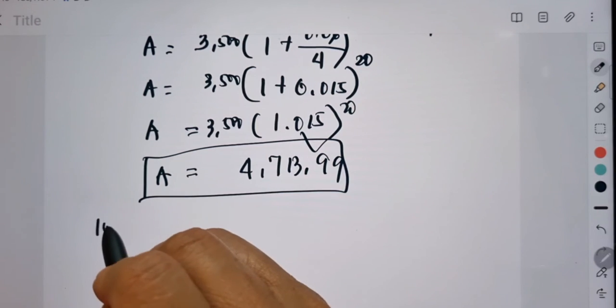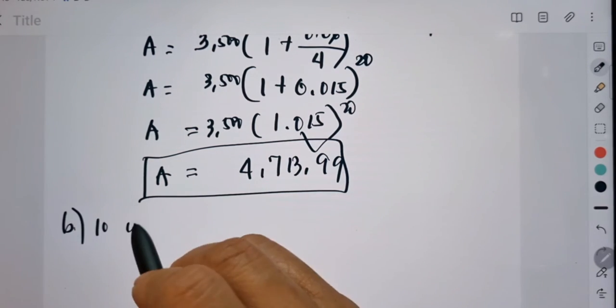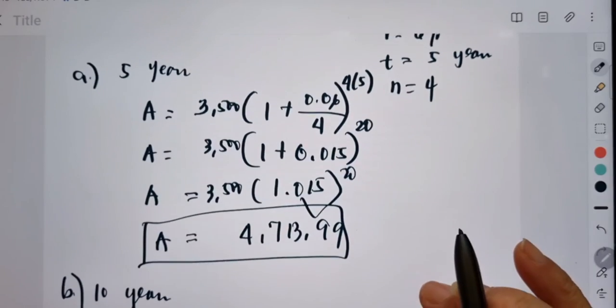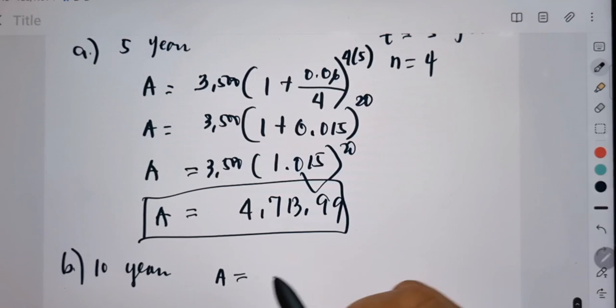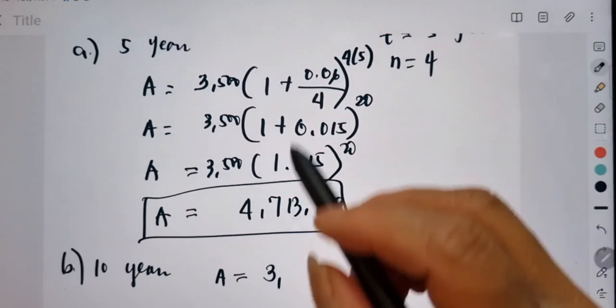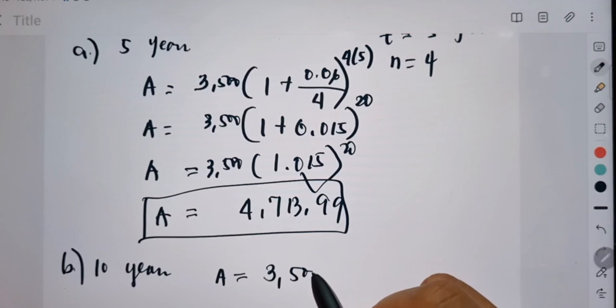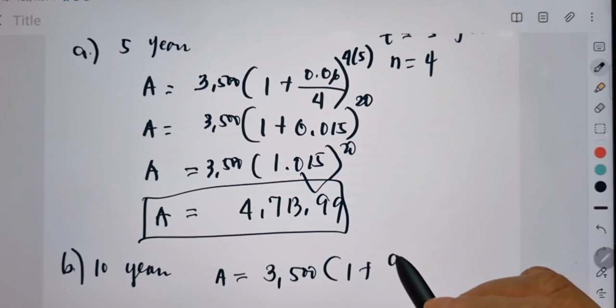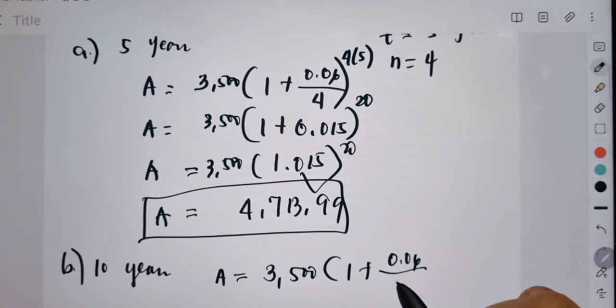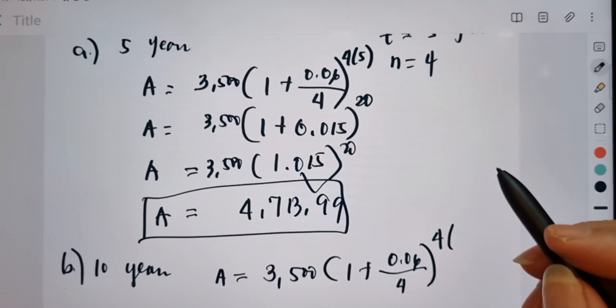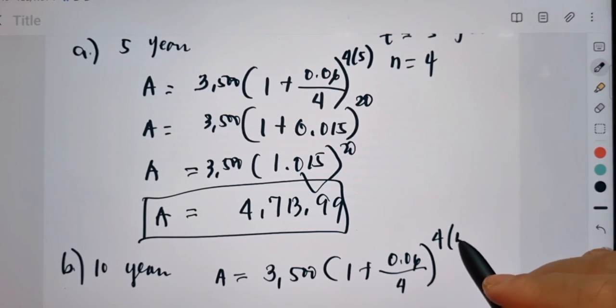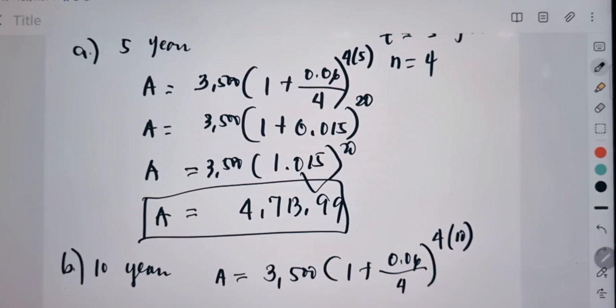What about after 10 years? Letter B. After 10 years, ang babaguhin lang natin dito ay yung exponent. Yung time lang babaguhin natin. 1 plus, pareho pa rin ang interest. So dito, 4 pa rin siya. Ang n natin is still compounded quarterly. So n is still 4. The time is 10 years.